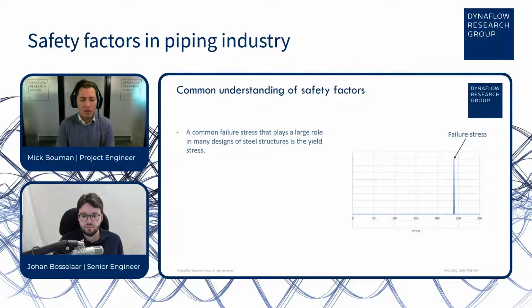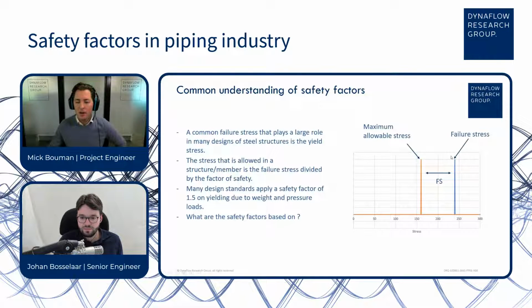A typical failure load is the yield stress of a material, and that's the case for steel piping, of course. It isn't the case for FRP, but since most people have an idea how steel works, I'm talking about steel at this moment. The failure stress is quite typically 240 MPa for typical carbon steels. If you divide that value by the factor of safety, then you get the maximum allowable stress.